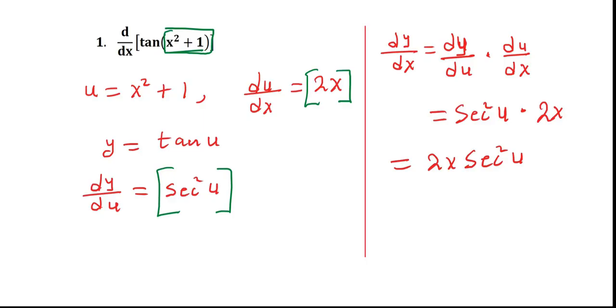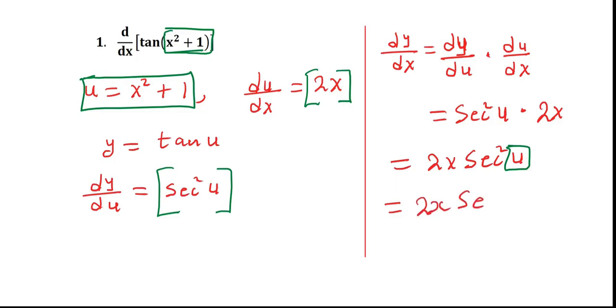squared u. Now recall that we said let u be this. So u is equal to x squared plus 1. So let's return it back to this position. So automatically, this will be equal to 2x sec squared (x squared plus 1). So this is the answer to this question, and I hope it makes some sense.